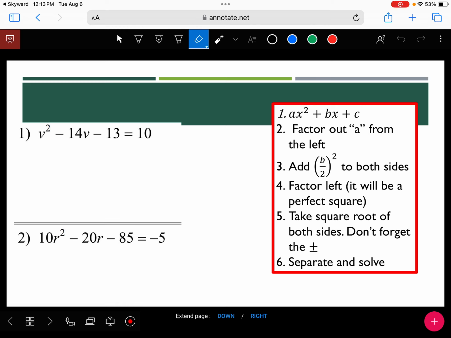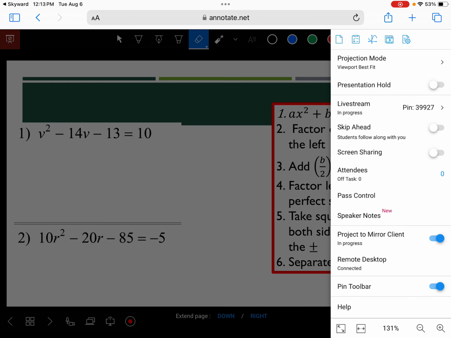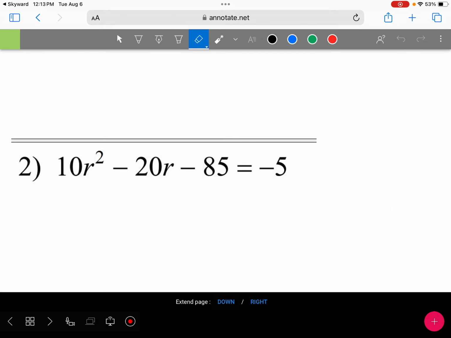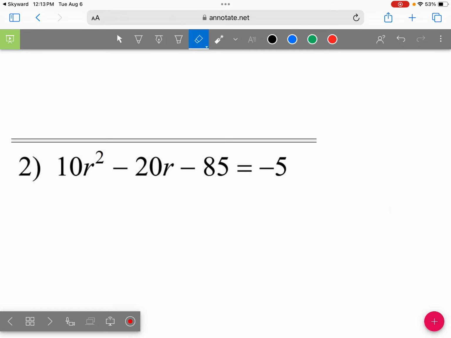All right, so go ahead and do number 2. So again, you're going to start by adding that 85 to both sides. That should be your first step.